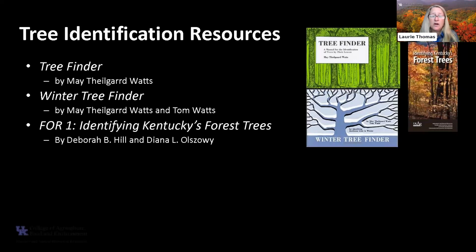And then there's also FOR1, Identifying Kentucky's Forest Trees. And you can actually purchase that through us here at the Department of Forestry and Natural Resources. It's $3. It's got about 80 different trees in it, and they're grouped by their genus. So it'll have all the oaks together, all the elms together, all the hickories together.